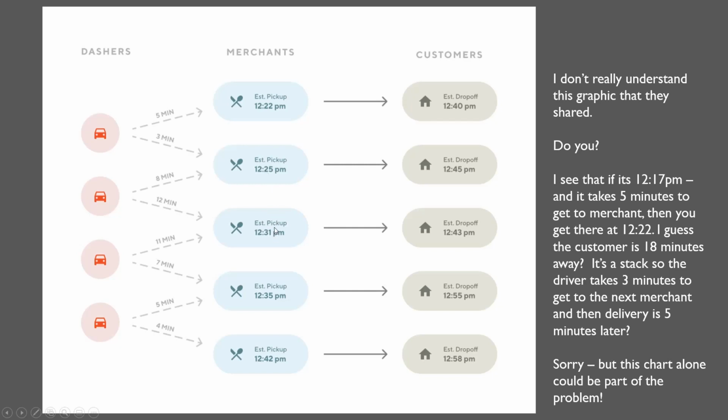But this doesn't add up. 25 plus 12 is not 31. And look, the drop off is earlier. So I have no idea what this chart actually shows.